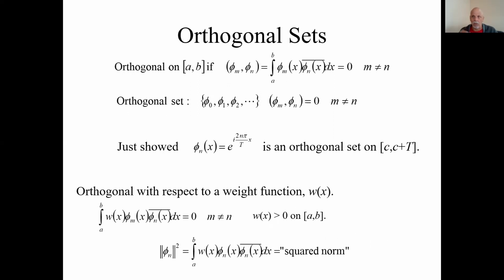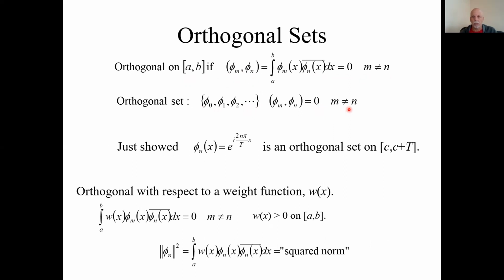Now let's talk about orthogonal sets. Well, this is what it means to be orthogonal. We take our two functions on an interval, and if the inner product is 0, they're orthogonal. A set, an orthogonal set, is a set of functions, and usually we're talking about an infinite set of functions. And they're all orthogonal to each other.